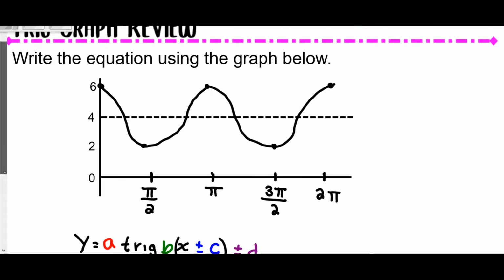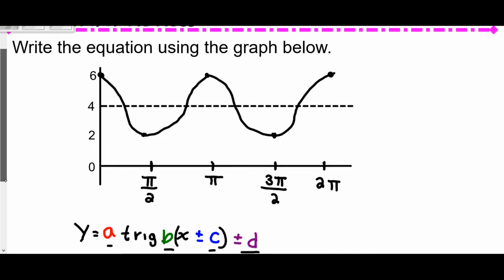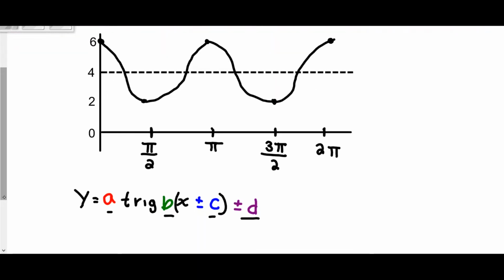So when we're trying to figure out how to write this equation, our first step is to figure out what this trig function is. So it could either be sine or cosine right now. Looking at this, we're going to automatically know that it's cosine because it starts at a number. If it was sine, it would be starting at 0. So since it starts at a number like 6, we can automatically say that this is a cosine graph.